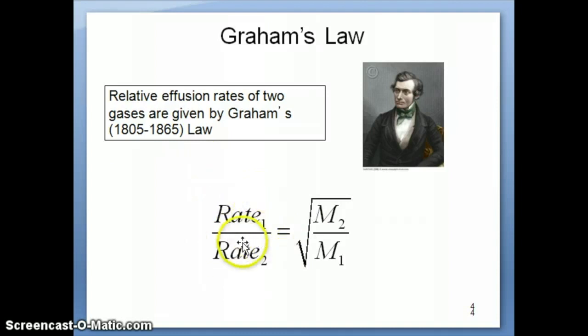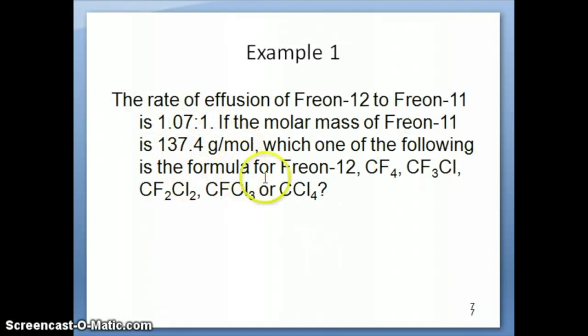Rate of diffusion of gas 1 over rate of diffusion of gas 2 is equal to the inverse ratio of their molar masses, and you take a square root of that. I want to incorporate that into this problem to show you how to use that formula. Then what I want you to do is work on the second problem on your own. Okay, so let's get started.